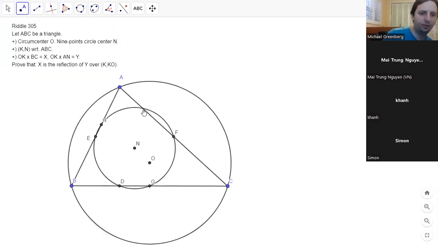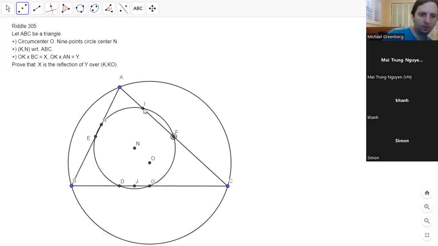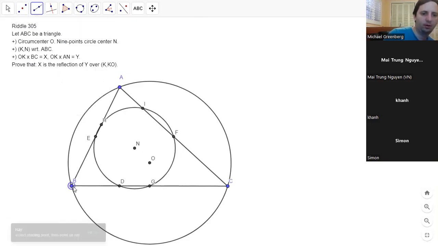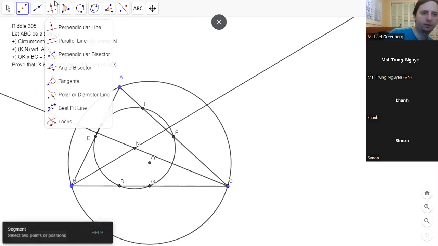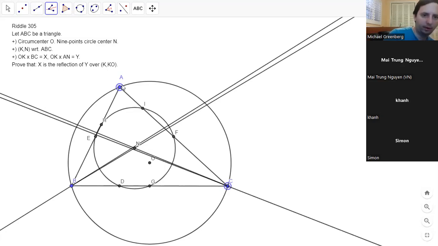So these are the feet of the altitudes, and I can draw the pedal circle. JKL. Oh, you know what? That's kind of annoying. I'm going to just do it the old-fashioned way. So I'll draw this ray and this ray. And I'll draw the angle bisectors. Okay, so that's the Kosnita point.